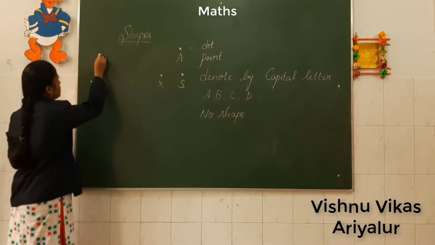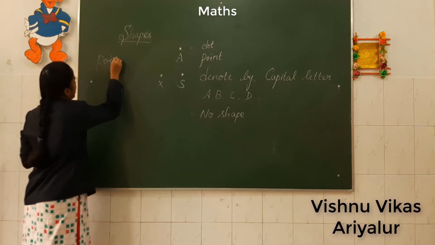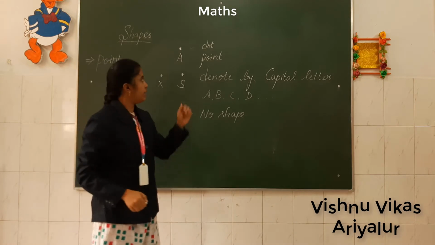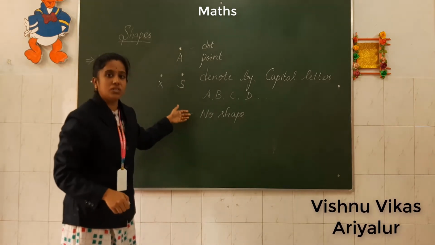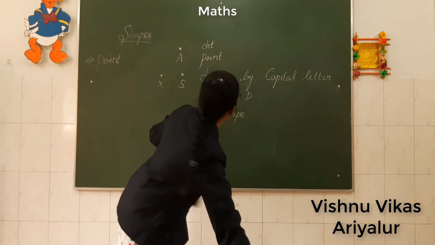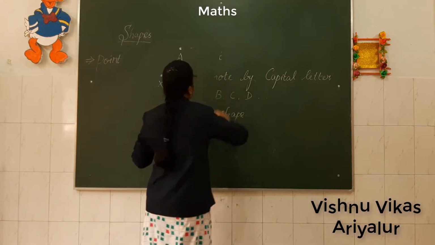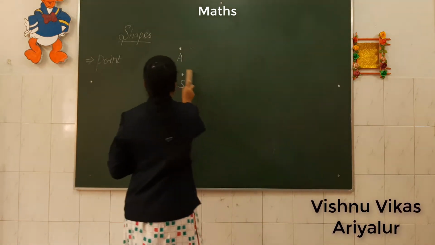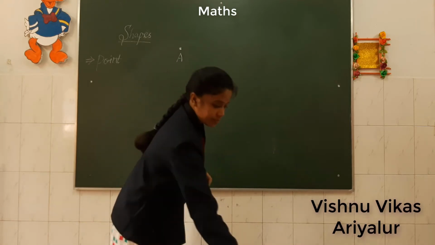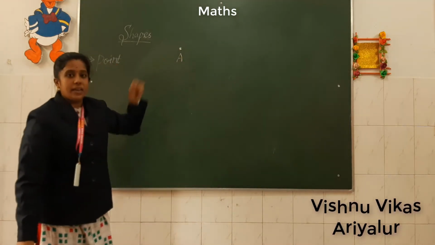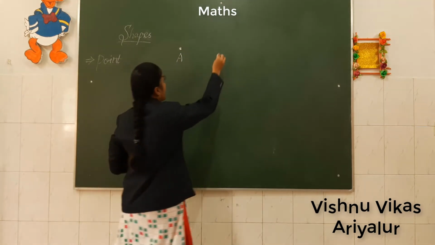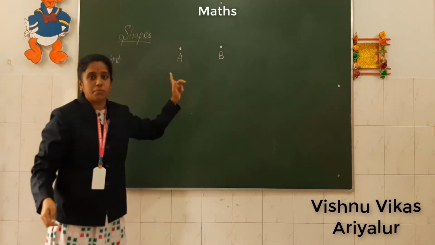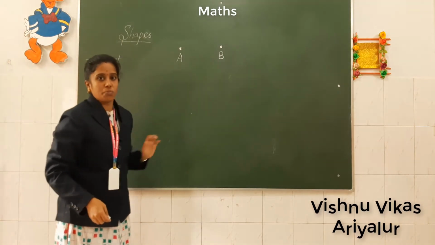So what is the first one we have seen? Point. The first topic is point. I think everyone has noted down these points. Come on, children. Followed by this point, the next thing we are going to see here is, a point A is there. Now I am going to put another point. Let us denote it by the capital letter B.